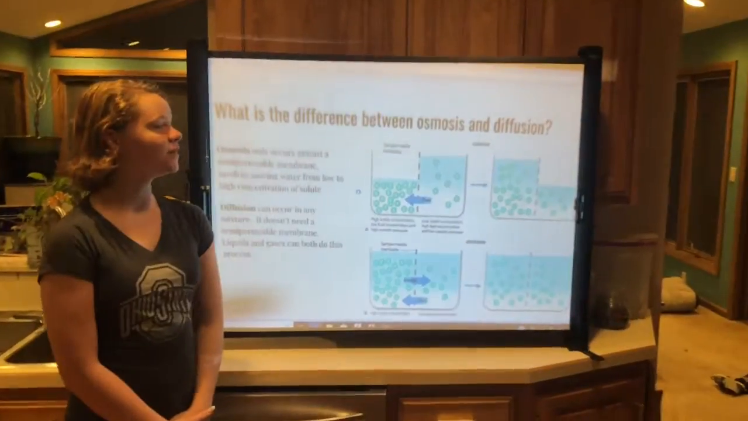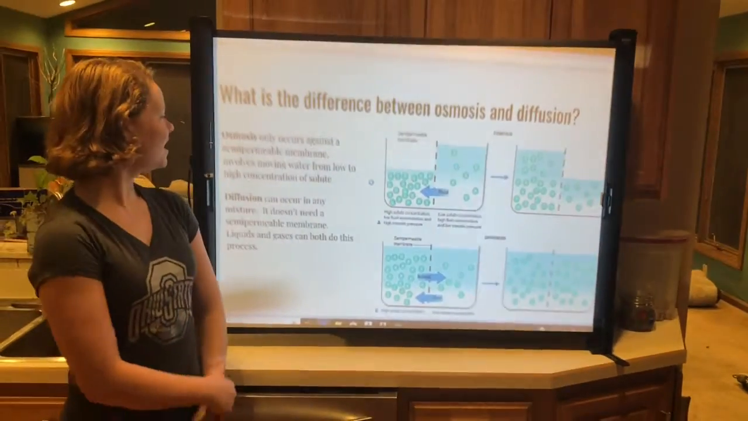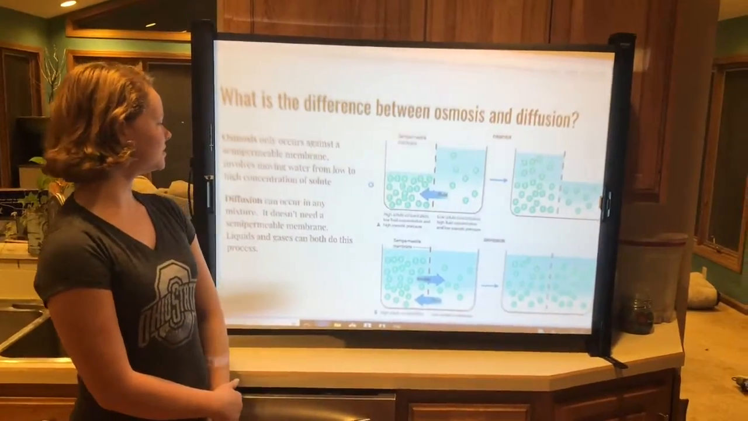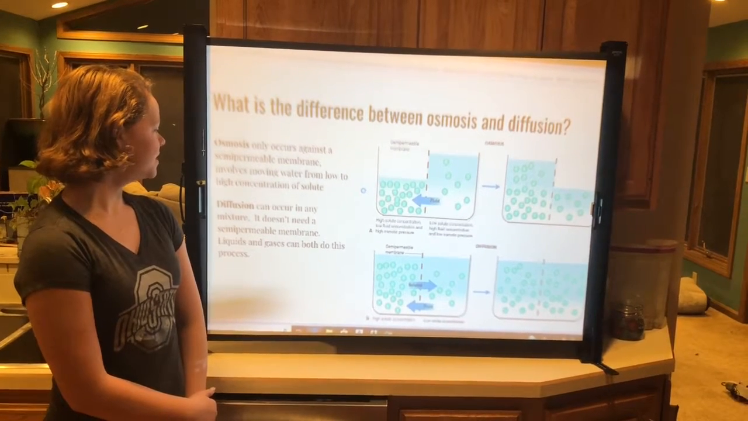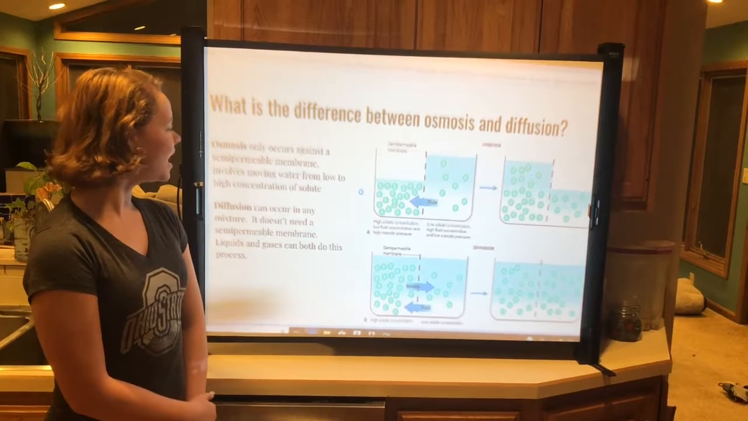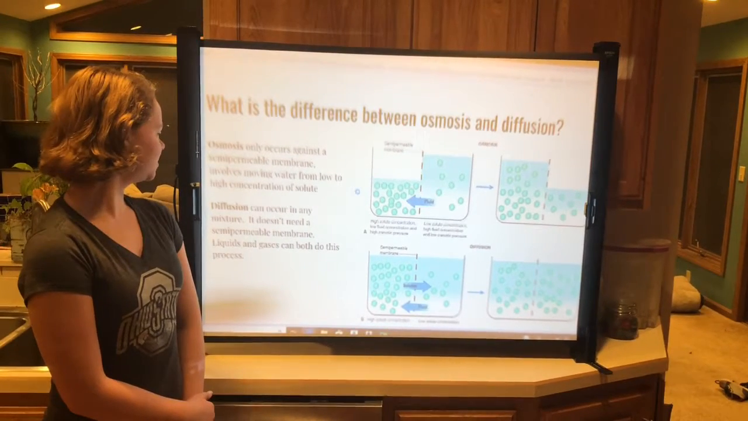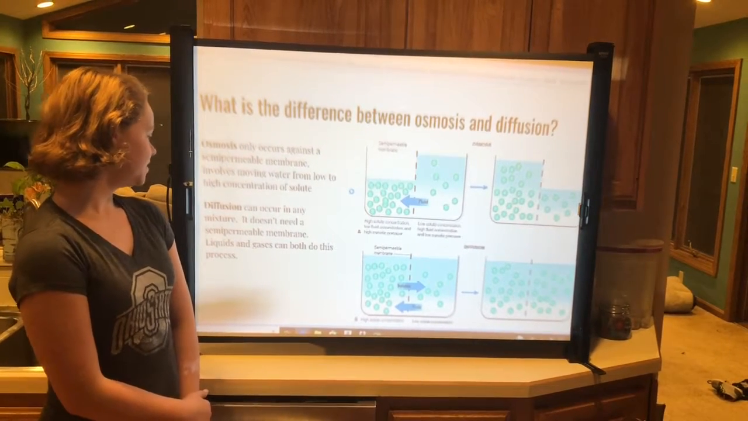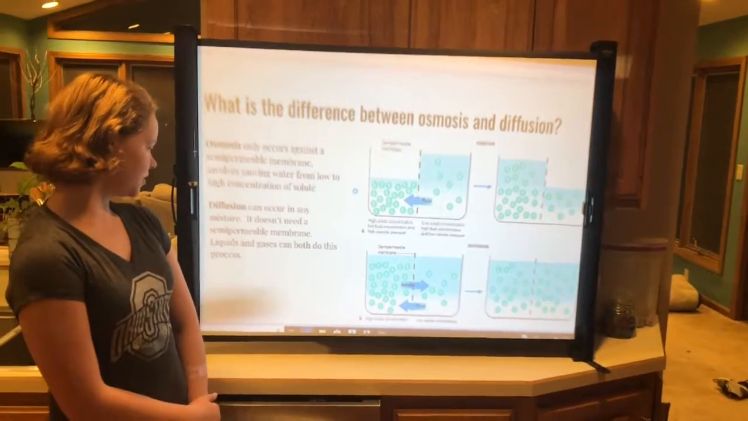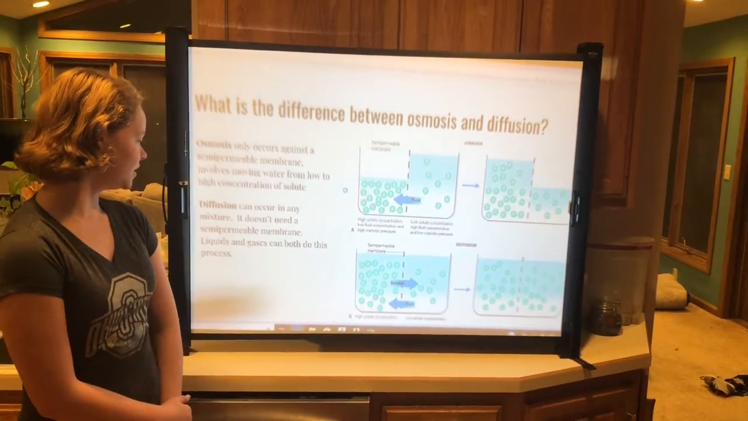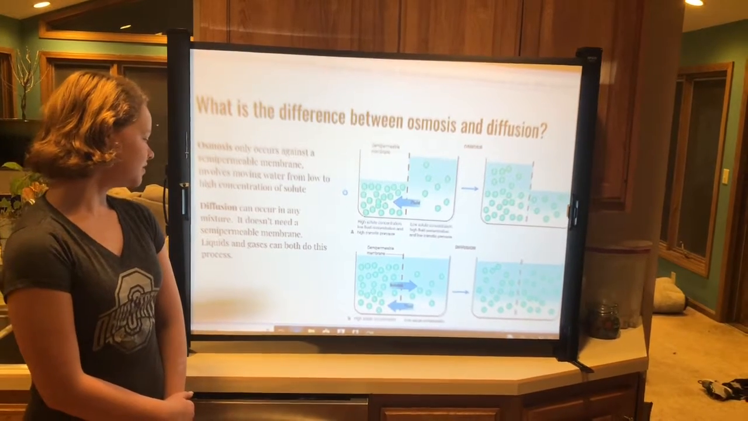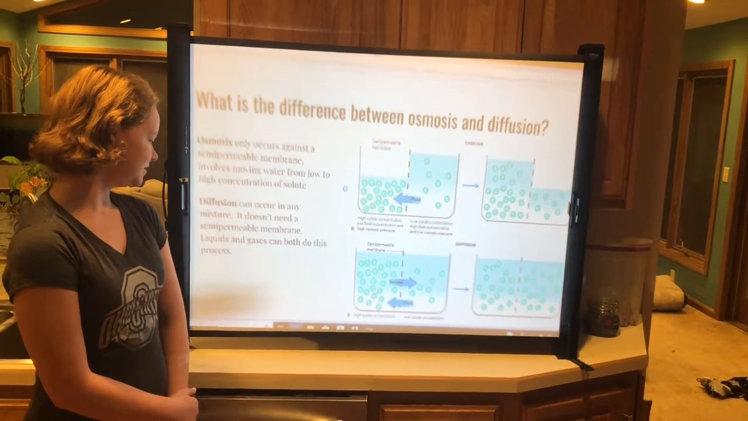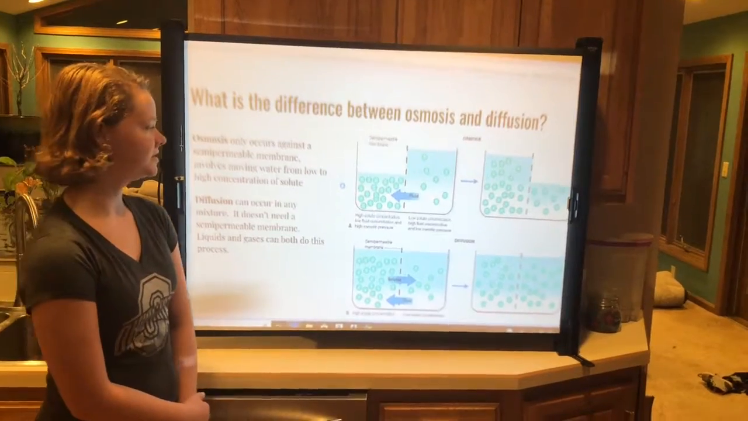What is the difference between osmosis and diffusion? Osmosis only occurs against a semipermeable membrane, and involves moving of water from low to high concentration of solute. Diffusion can occur in any mixture. It doesn't need a semipermeable membrane. Liquids and gases can both do this process.